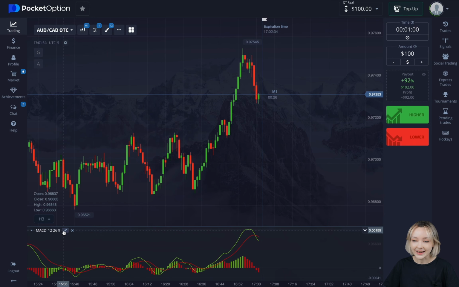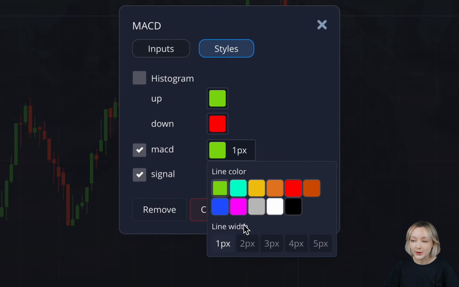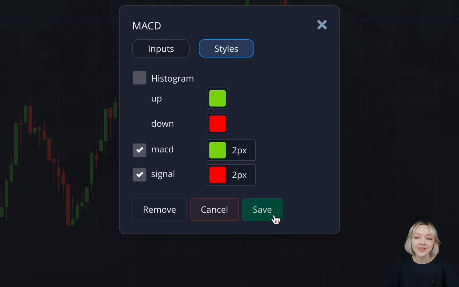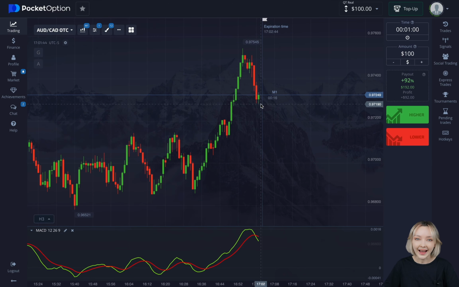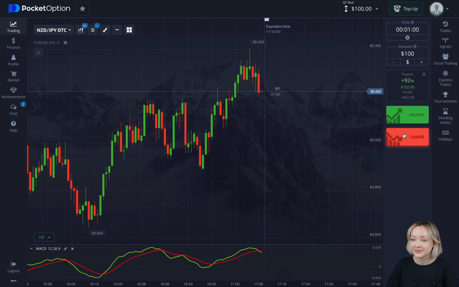In the style section, we're getting rid of the histogram and making both the MACD and the signal lines a bit bolder so that they're as visually noticeable as possible. My dear friends, let's finally get to trading. We're soon to place the first deal as we're waiting for the intersection on the indicator.